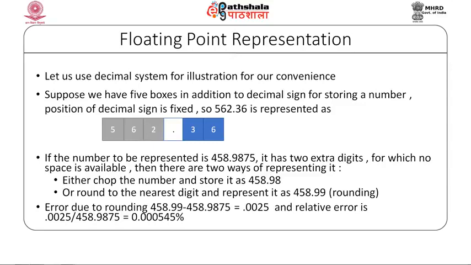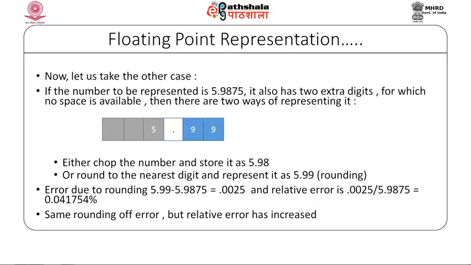458.99 minus 458.9875, that is 0.0025, that is the rounding error, and the relative percentage error is 0.000545%. So, due to computer arithmetic, rounding errors occur.